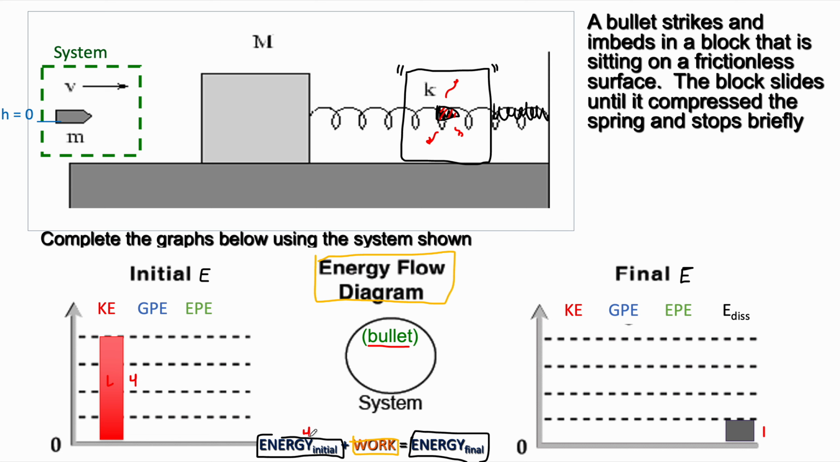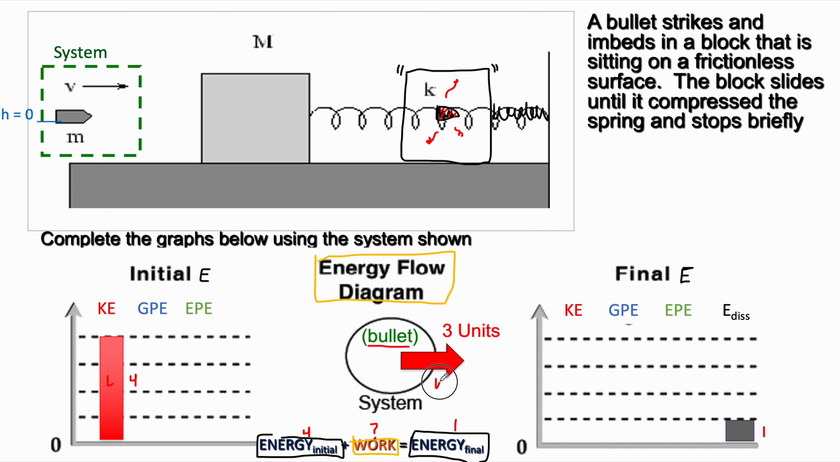4 units initial, 1 unit here. What must the work have been? Well, the work must have been -3. In other words, 3 units of energy must have left my system. How do I represent that? In this case, just with an arrow.